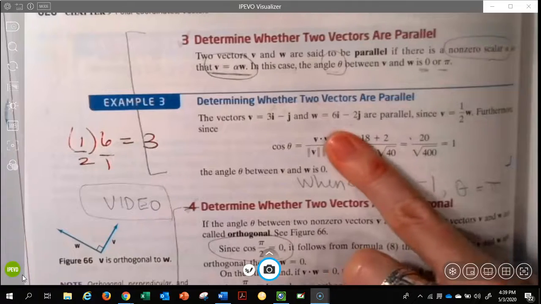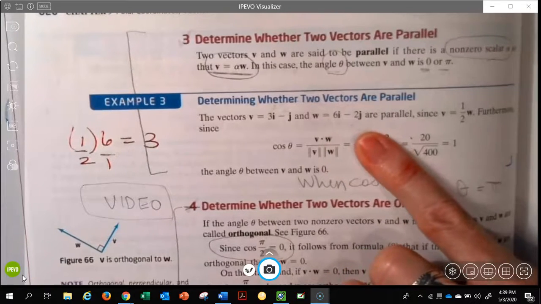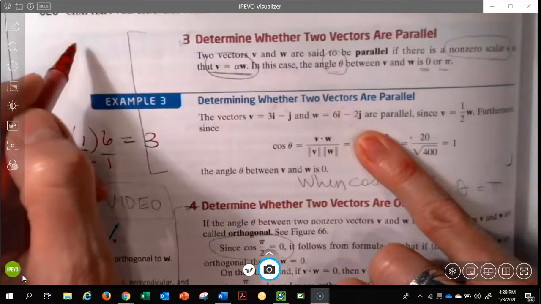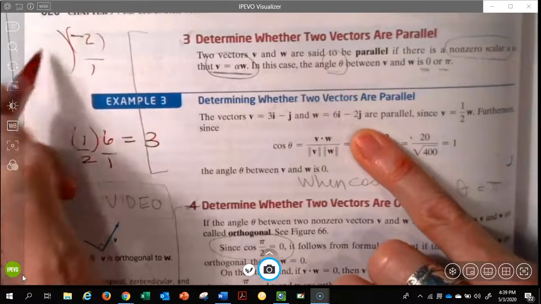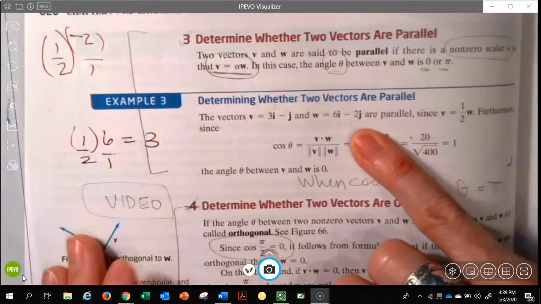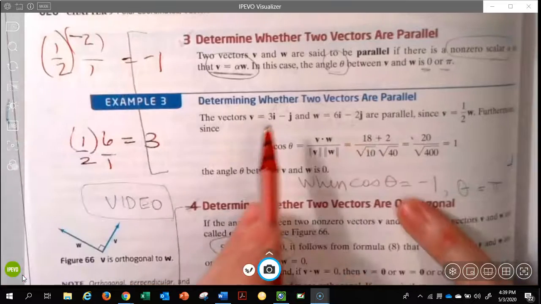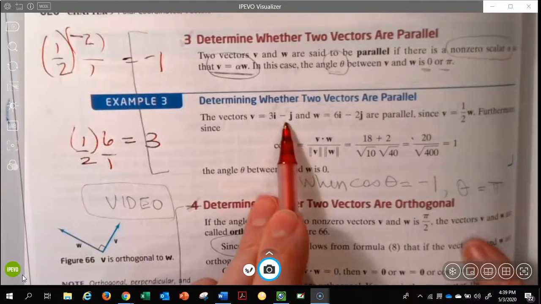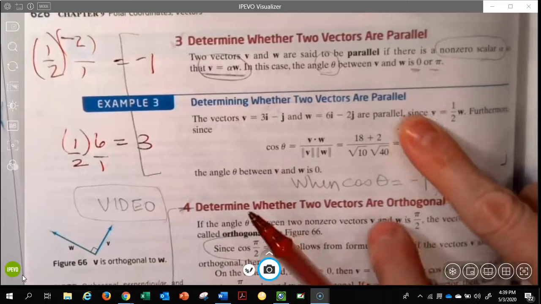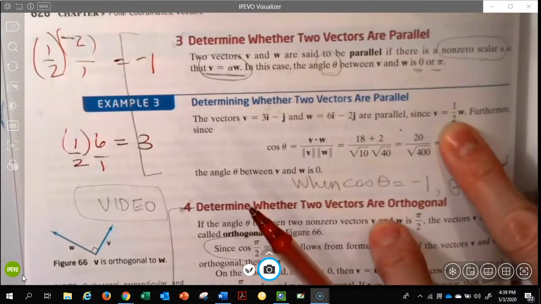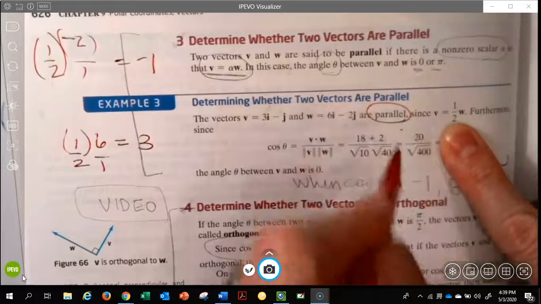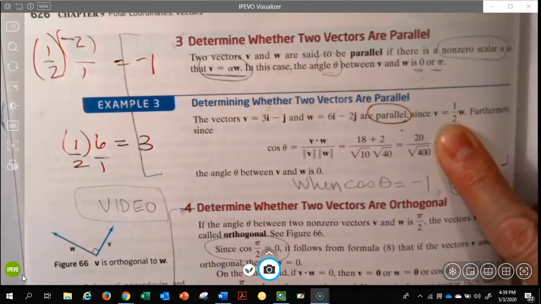Well, that works for the horizontal part. Let's see if it works for the vertical part. Can I take that same scalar, multiply it by my vertical part, and that gets me a -1? And is that what I need for vector v's vertical part? It is. And so since, to get vector v, I can multiply vector w by 1/2, we will declare these vectors are parallel.